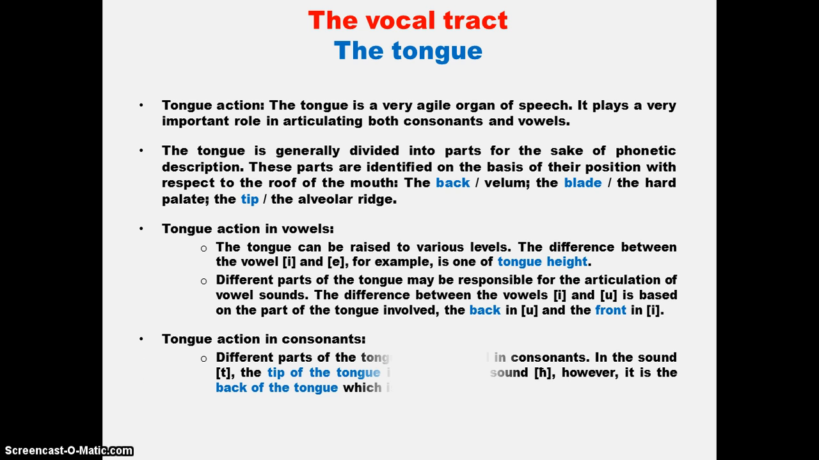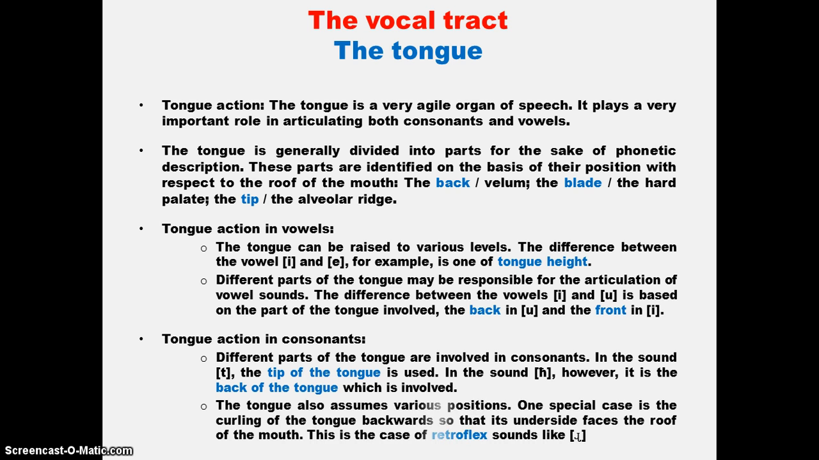Tongue action in consonants. Different parts of the tongue are involved in consonants. In the sound T, the tip of the tongue is used. In a sound H, however, it is the back of the tongue which is involved. The tongue can also assume various positions. One special case is the curling of the tongue backwards so that its underside faces the roof of the mouth. This is the case of the retroflex sounds like R.